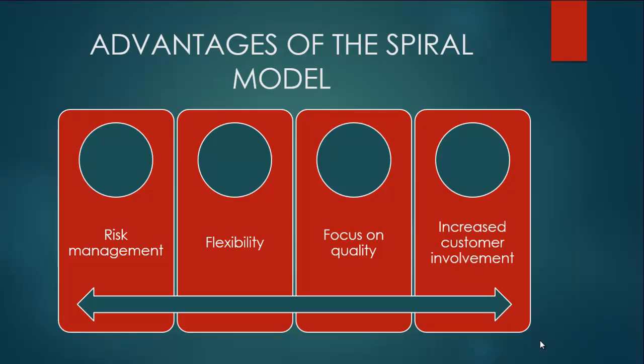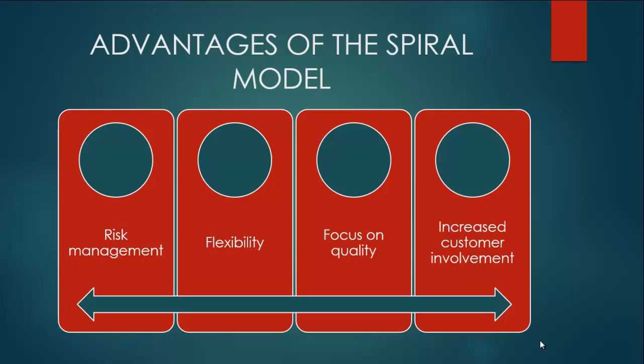Then it also increases customers' involvement. The Spiral model encourages customers' involvement and feedback at each stage of the development. You don't wait till the product is developed before you start getting feedback, but rather once each stage is completed, the feedback of that stage is gotten from the customer, and this will help to ensure that the final software meets the user's needs and expectations at the end.